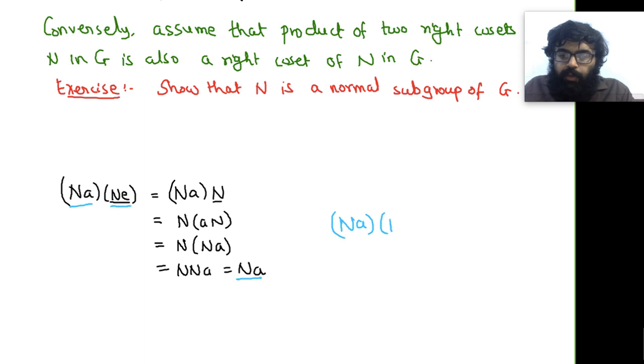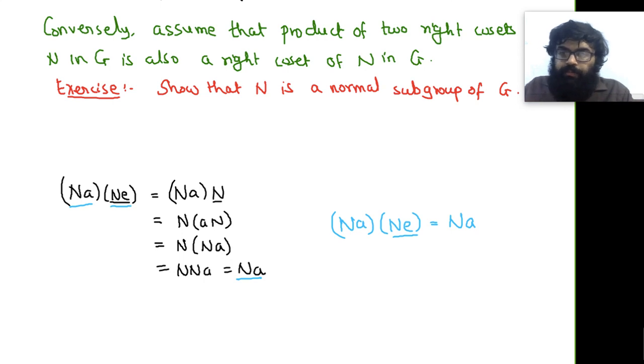So this right coset and this right coset will give us the same right coset. That means this kind of acts like an identity. Cosets are multiplied now, not the group elements. So this is multiplication of two right cosets Na and Nb. That is also a right coset. Two right cosets multiplied is a right coset. There is a right coset which, when multiplied with any right coset, we get back the same right coset. That means it serves as an identity.